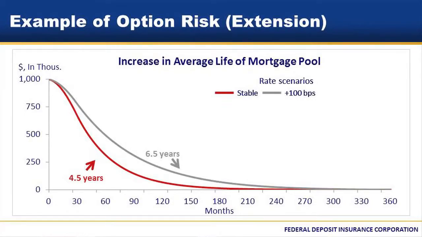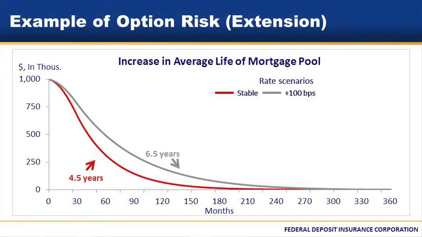This slide illustrates what happens to prepayments and the average life if general market rates increase 100 basis points. In this case, the average life of the pool extends and prepayments slow down because consumers are not refinancing their mortgages as quickly as expected due to higher interest rates. As a result, the bank will receive principal payment at a slower pace than originally expected, and the below-market yield remains on the balance sheet for a longer period. This is called extension risk.